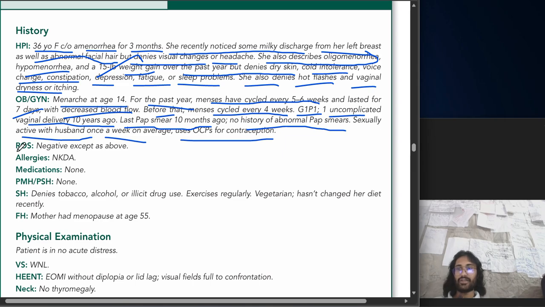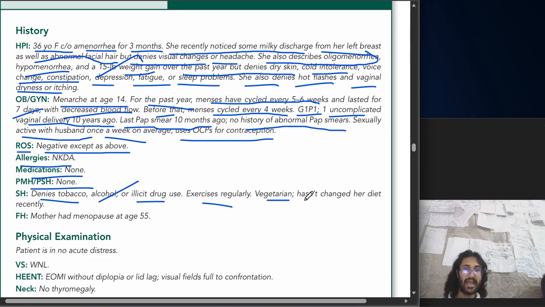Now, ROS negative except as above. Allergies, no allergies. Medications, she's not on any. She denies any kind of tobacco, any kind of alcohol, or any kind of drug usage. Exercises regularly. Vegetarian, hasn't changed her diet recently. Mother had menopause at age 55.